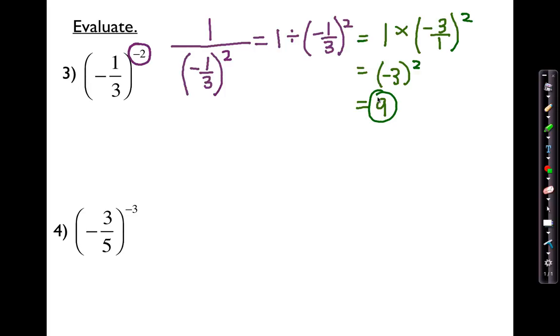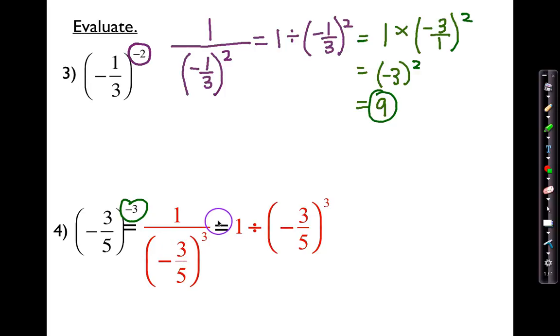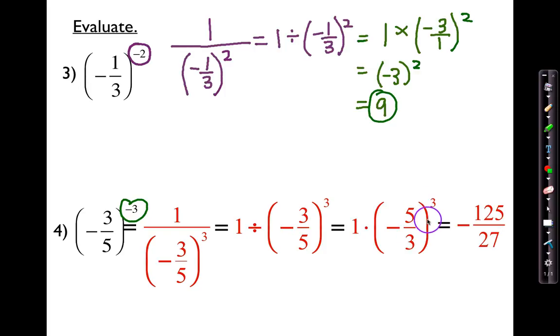Okay, so let's see how well you did. Hopefully you saw that it was a negative exponent, so you did repeated division. From there, you should have rewritten it as 1 divided by negative 3/5 cubed. Then we rewrite it as a multiplication problem, so it's 1 times the reciprocal of this, which is negative 5/3. 1 times negative 5/3 cubed is just negative 5/3 cubed, which will evaluate to negative 125 over 27.